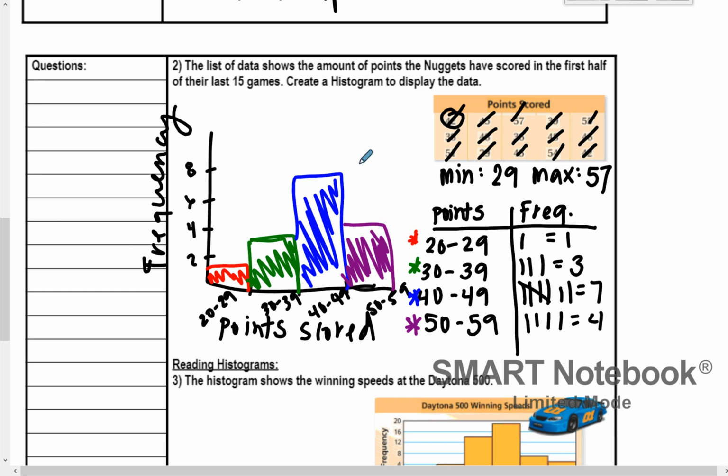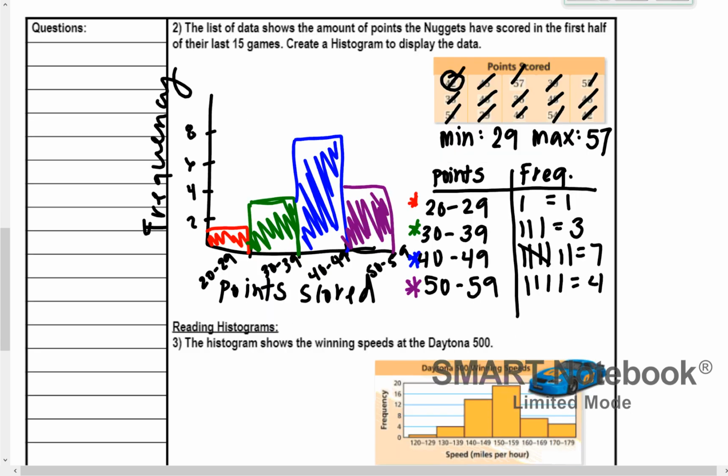All right, so that's going to be our examples on creating a histogram. Now we are going to learn how to read a histogram, or how to pull information out of a histogram. And that is going to be the last skill that we learn today.